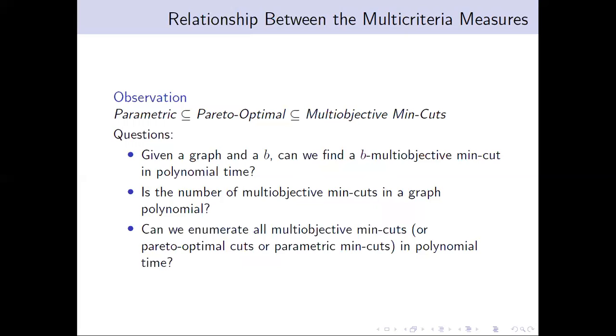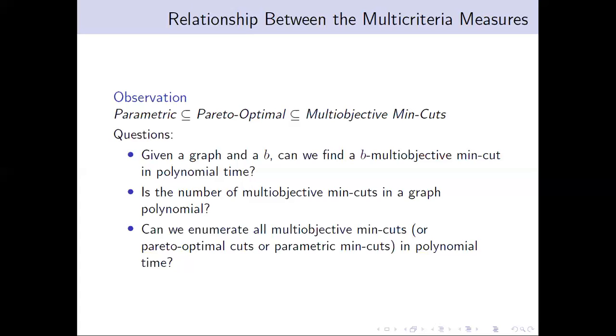So what are the generalizations of the classic questions about min cut? The first question we might think of is the algorithmic one of, can we efficiently find a parametric or Pareto optimal or multi-objective min cut? But it turns out that this question isn't interesting because if we simply choose weights for the different cost functions arbitrarily, then we can get a single cost function, apply a single criteria min-cut algorithm, and find some parametric min-cut. And by our observation, this parametric min-cut is also Pareto optimal and multi-objective.